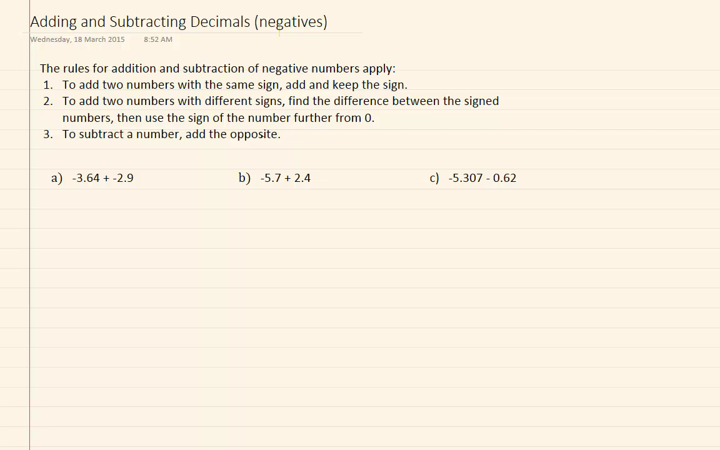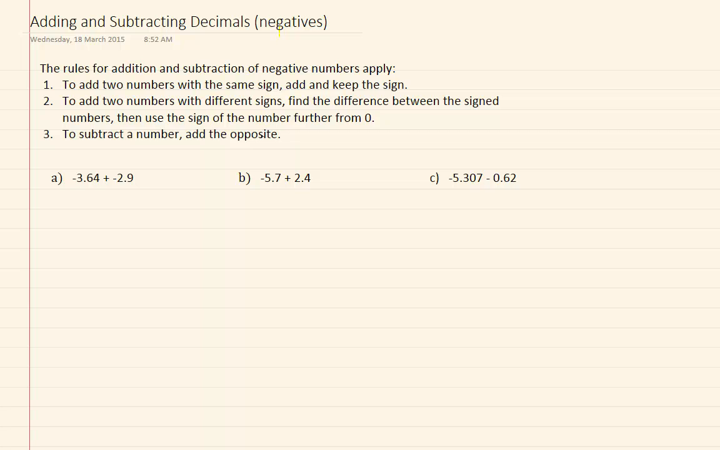Today we're looking at adding and subtracting decimals, and in particular negative decimal numbers. Now the rules for adding and subtracting negatives are the same for decimals as they are for integers. And we can summarize 3 rules.